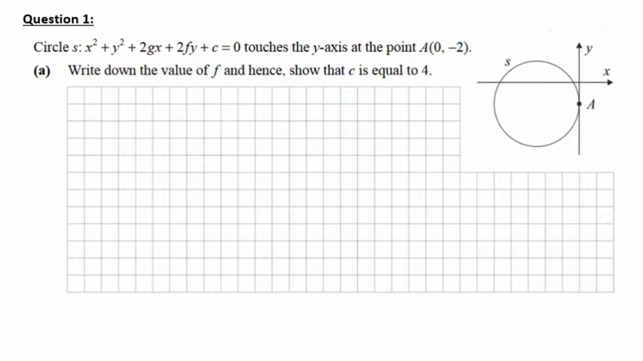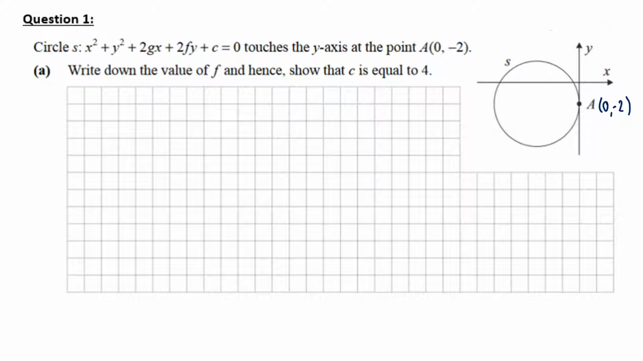So our first question. The circle S, which is x squared plus y squared plus 2gx plus 2fy plus c equals 0, touches the y-axis at the point A, which is 0, 2. So this point here, and I'm going to write in beside it, is 0, minus 2. Write down the value of f and hence show that c is equal to 4.